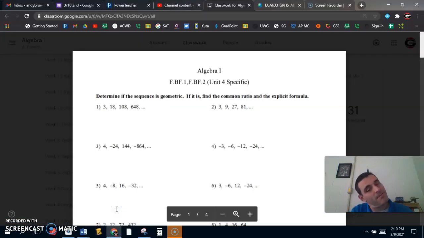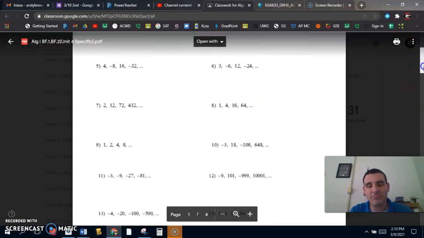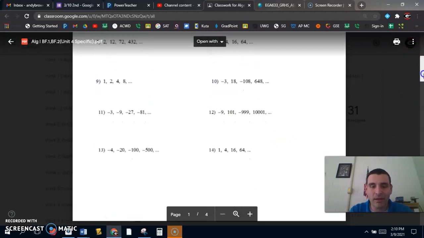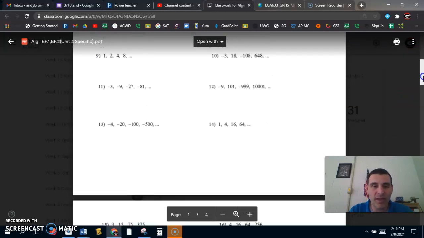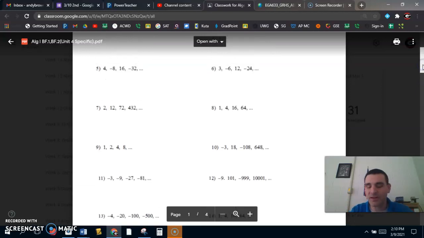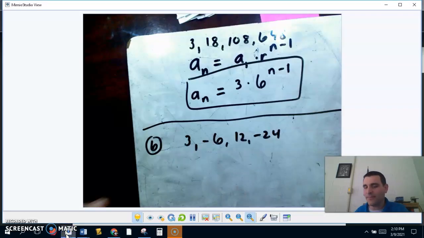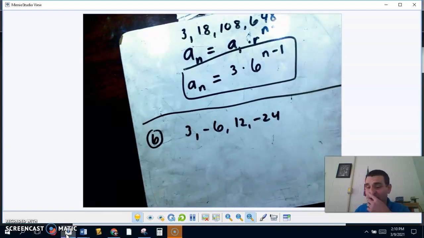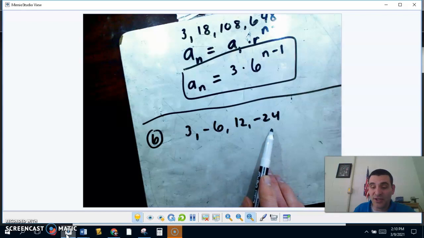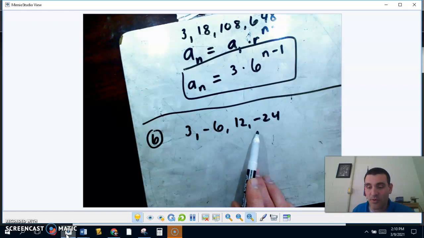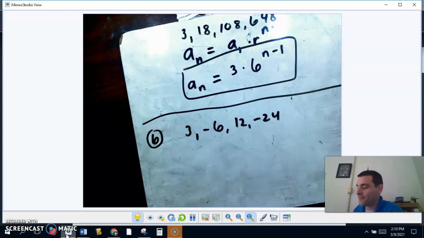So looking at another example, we'll just look at one that alternates. How about number 6? Okay, on 6, same question, 3, negative 6, 12, negative 24. Okay, and the questions are the same. Is this geometric? Here it's actually a little easier to tell. You're clearly multiplying by 2 if you disregard the sign, but since the sign is going back and forth, you're multiplying by negative 2. That's pretty easy to tell.